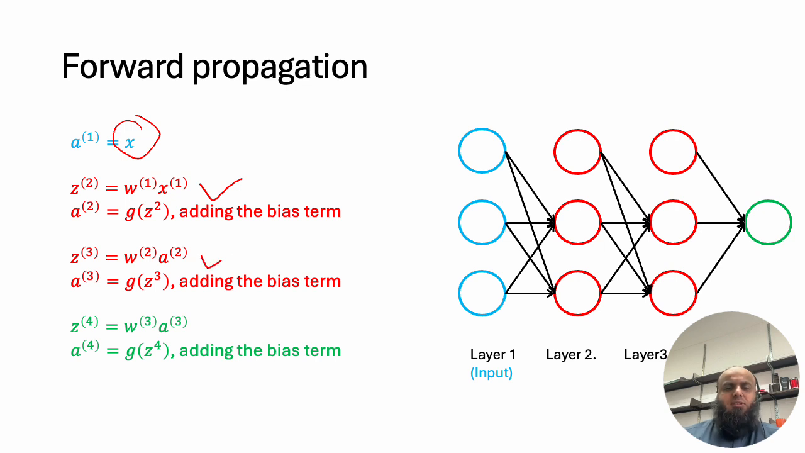And similarly in the next layer we compute the weighted sum, like this in the vectorized form, and apply the activation function. And finally in the output layer, again we just repeat the similar equation and then apply the activation function.